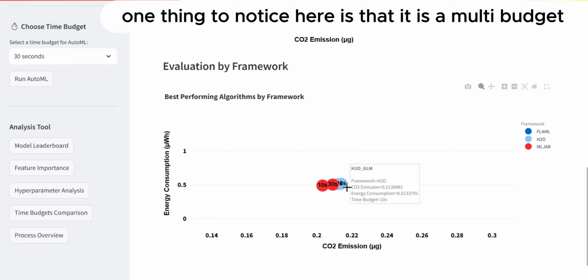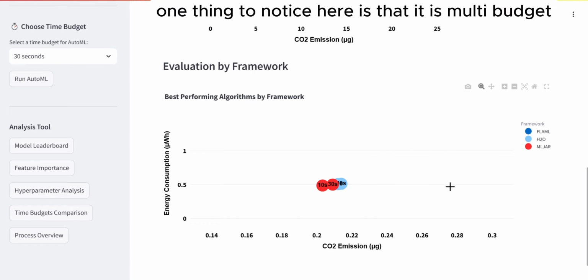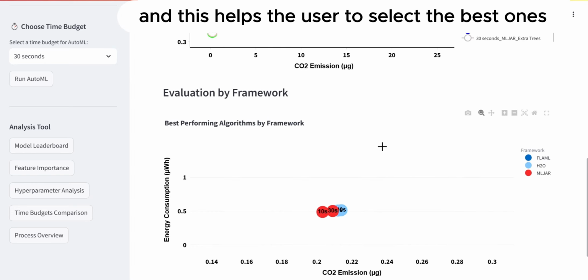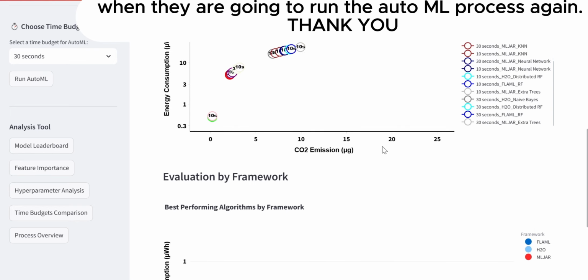One thing to notice here is that it is a multi-budget evaluation. We can see the impact on performance over different time budgets. And this helps the user to select the best ones when they are going to run the AutoML process again.